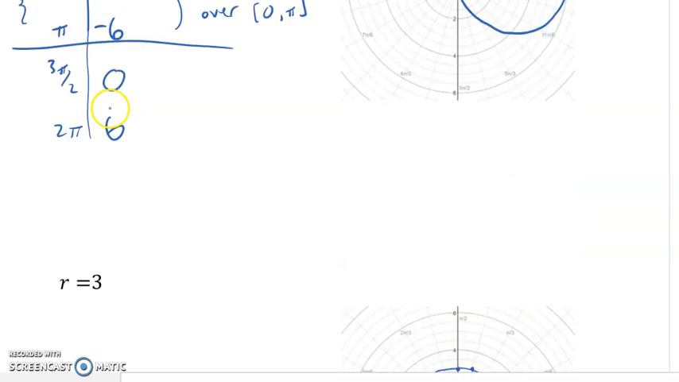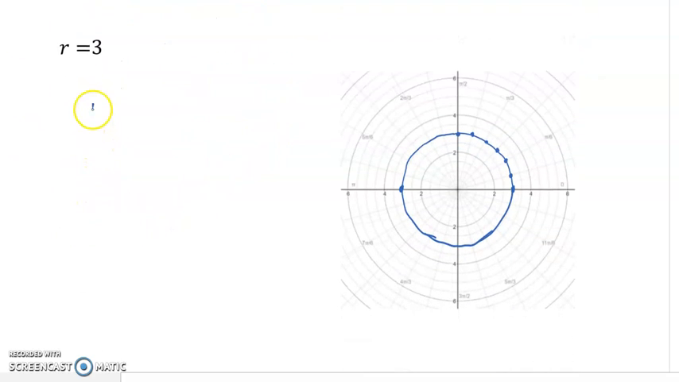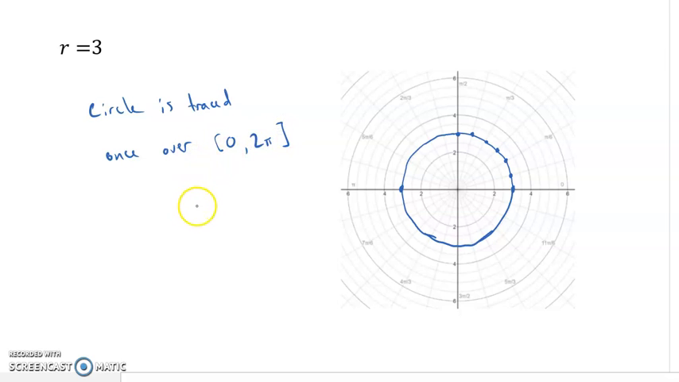So instead of having a circle traced over 0 to pi, we have to go all the way to 2 pi. So in this one, the circle is traced once over the interval 0 to 2 pi. Okay? And you can make a t-chart for that, but r is just going to be 3 no matter what I pick for theta. All right, so very different sort of creation for the same shape graph.